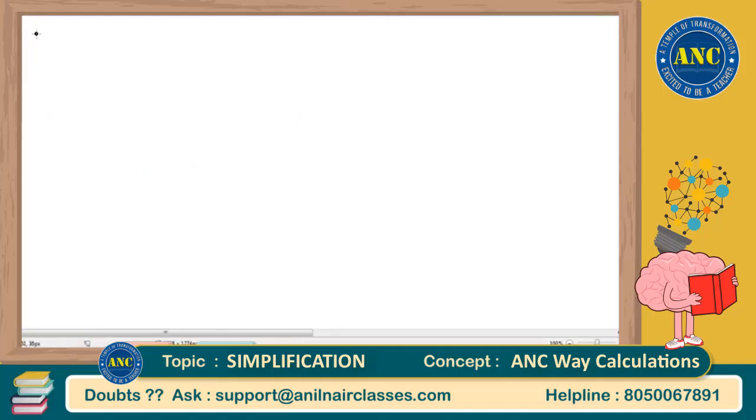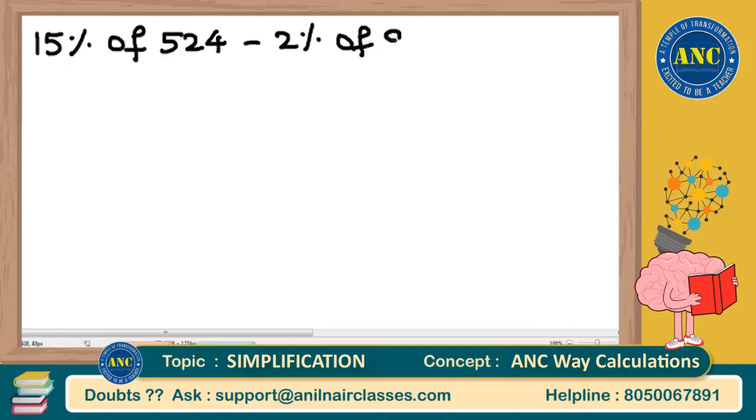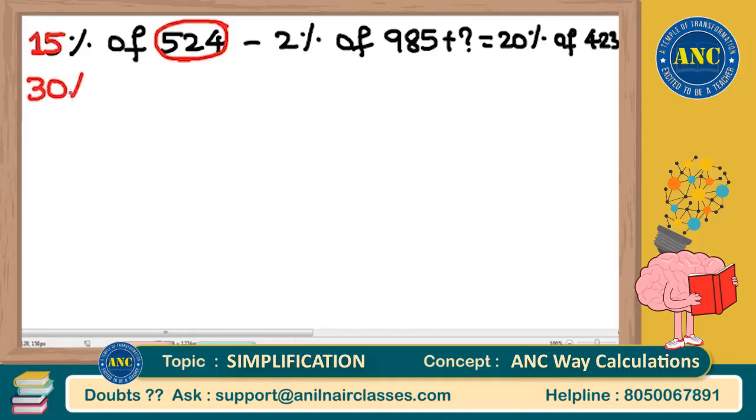See this question again. 15% of 524 minus 2% of 985 plus question mark is equal to 20% of 423. Now listen carefully, everyone. I don't like 5 on the unit digit. If I have 5 on the unit digit, multiply by 2 and the other number divide by 2, or in other words, double this number and half the other number. So 15 if I double, it becomes 30% of half of 524, which is 262.